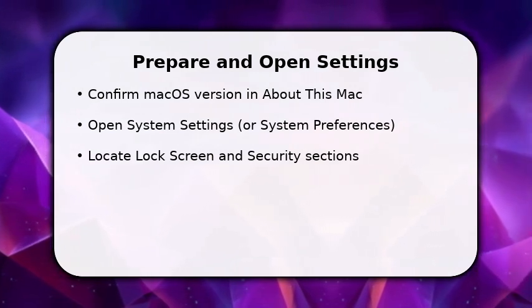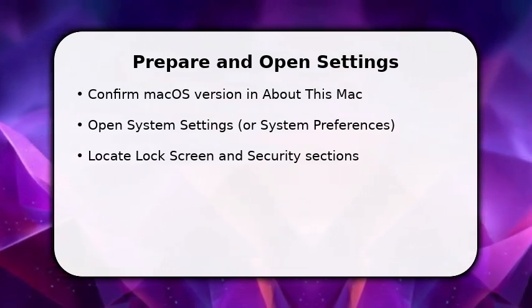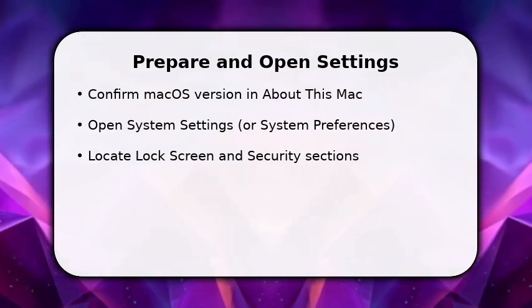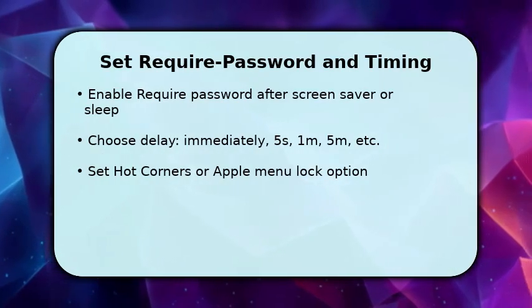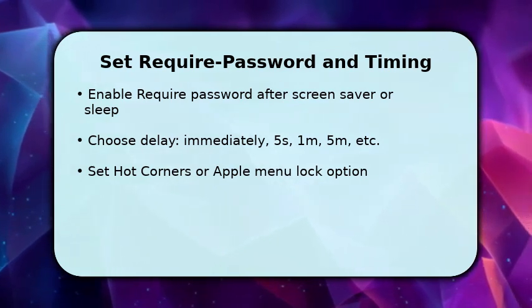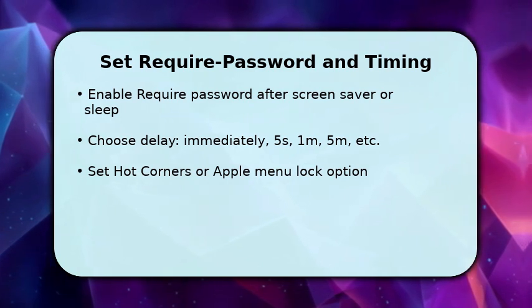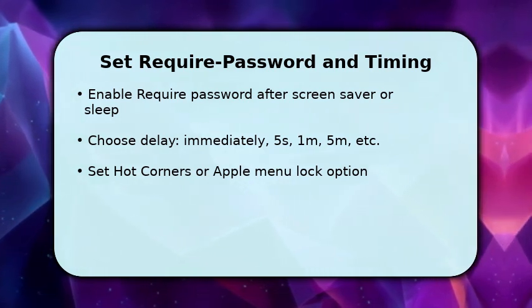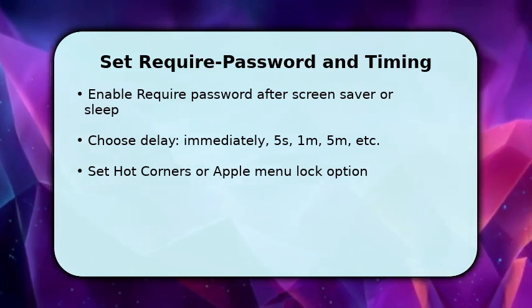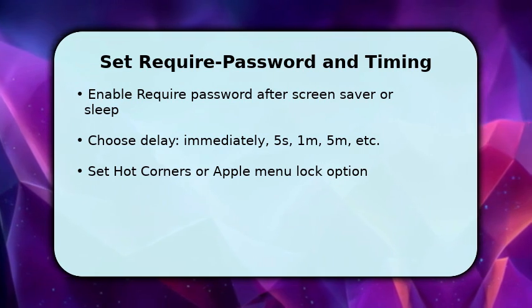Next, locate the specific toggles for requiring a password and screensaver timing, to set values precisely. You now enable the Require Password option and choose an appropriate delay to balance security and convenience. Click the drop-down and select Immediately for full protection, or a short delay if you need quick return access. This controls how long the system waits after sleep or screensaver.